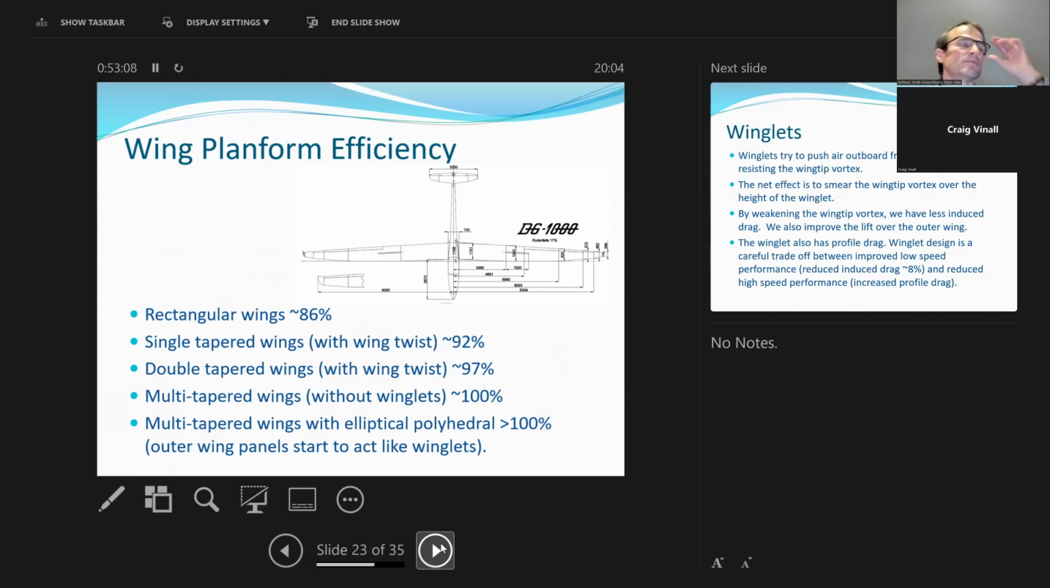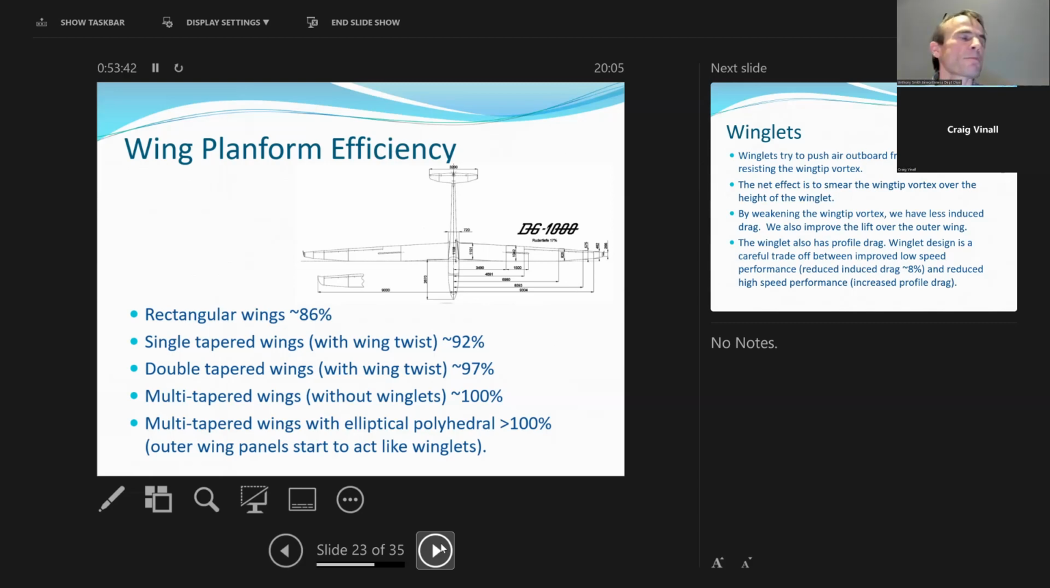The wing twist can mess it around a little bit. At low angles of attack, where you've got a low lift coefficient, that wing twist starts to work against you and that efficiency drops right off. But at high speeds, low angles of attack, you don't care about induced drag. It's not really a factor. You're more worried about the profile drag. Multi-tapered wings, so this is tapered wings with 3 or 4 or 5 panels on them, get pretty close to that ideal elliptical shape and you're getting 100% efficiency.